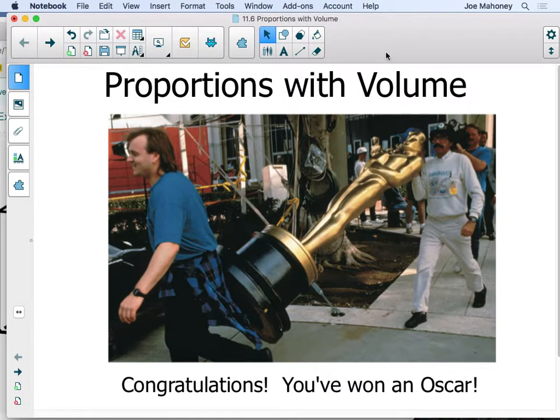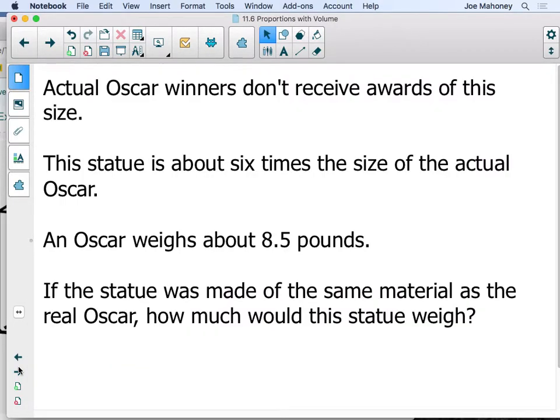Well, congratulations. You've won an Oscar. Yep, see those two people? They're carrying that Oscar. Wow. Man, I wish I had won that big too. But they don't actually win one that big.